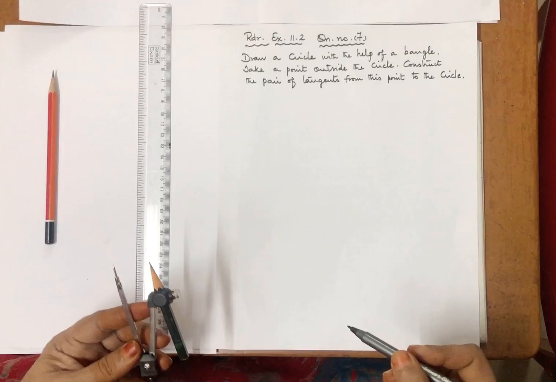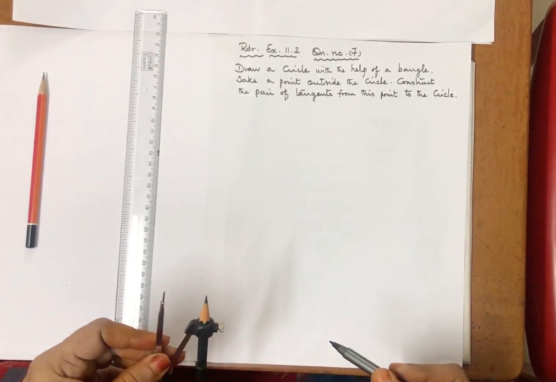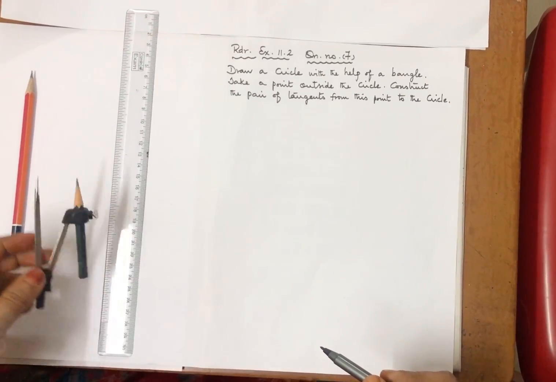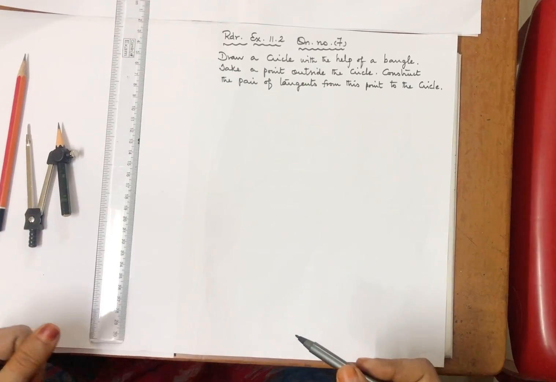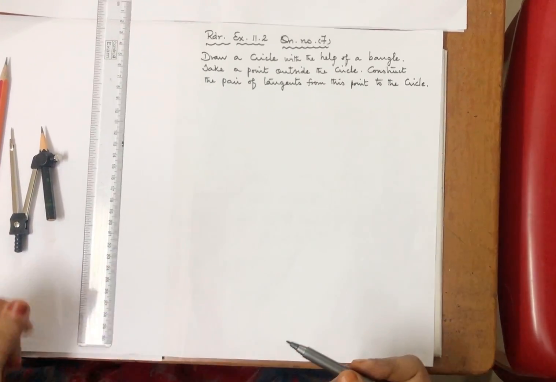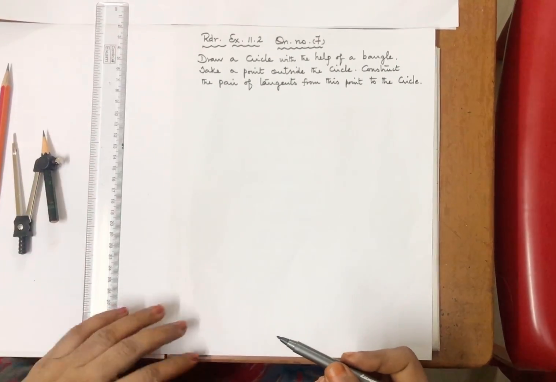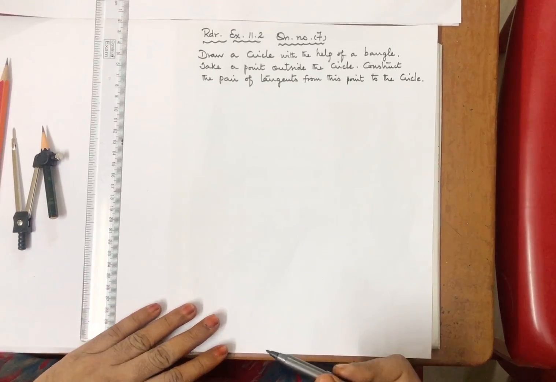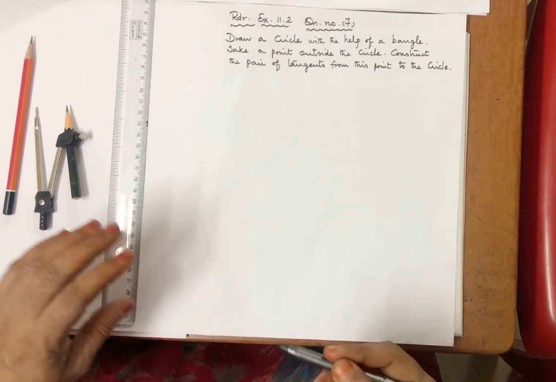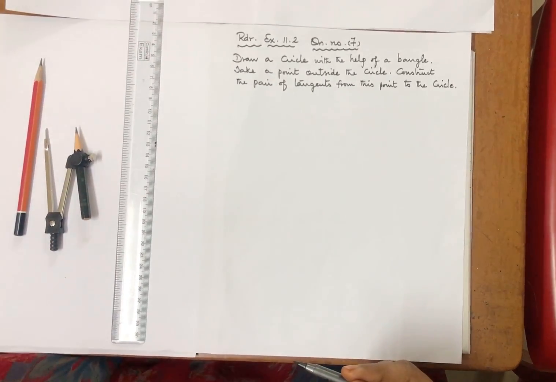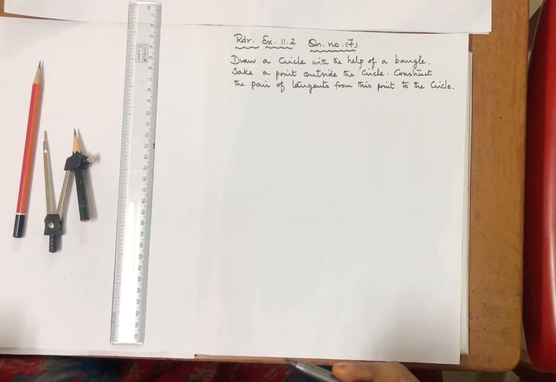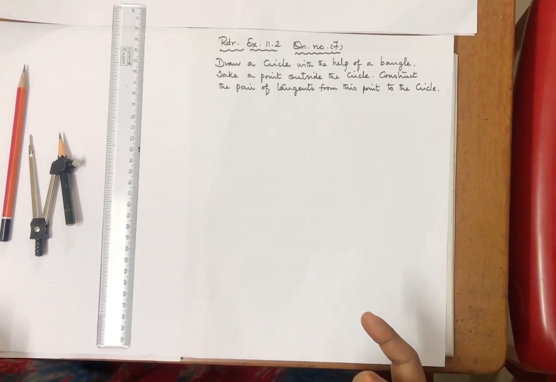But here you are going to find the center, then from there you have to take a point and draw a pair of tangents. Okay. So for making the circle you need a bangle. Suppose if a bangle is not there, you take any lid, any circular lid.